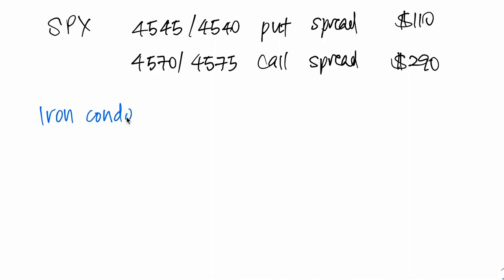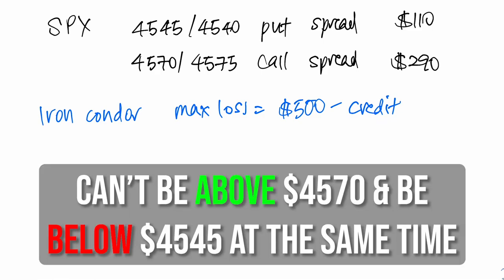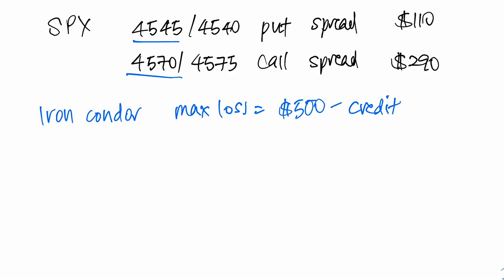condor, right? My max risk, or my max loss, is $500 minus the credit that I received. Why is that, right? The idea is very simple. The market can't be both above 45.45 and below 45.70 at the same time. If it's at 45.75, I will still collect the $110. If it's below 45.40, I will then collect $290.